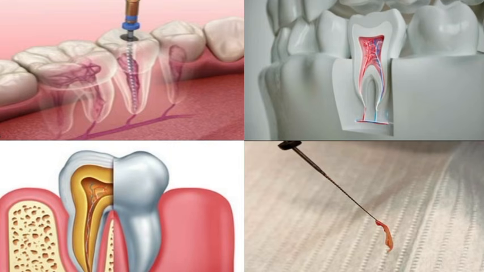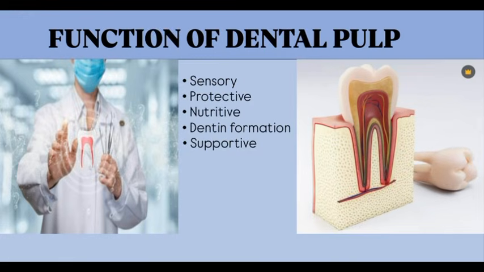Now, about the functions. The pulp contains nerves that send pain, pressure, and temperature signals, so it has a sensory function. When the tooth is damaged, the pulp can form reactionary or reparative dentine to protect itself. Hence, it has a protective mechanism. Pulp provides nutrients to the tooth through its rich blood supply. It also has a nutritive function. The pulp helps in forming dentine throughout life, hence the formative function. The pulp supports the other tissues. It also has a supportive function.